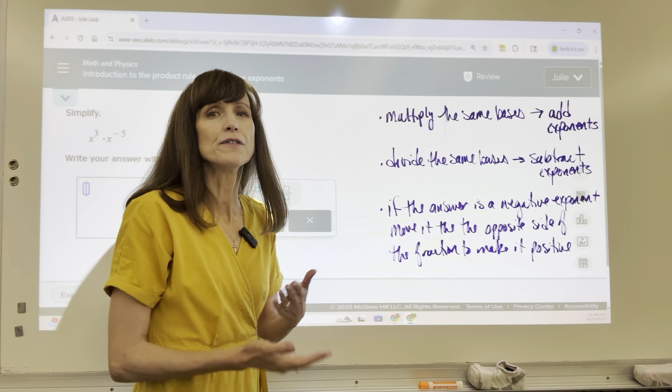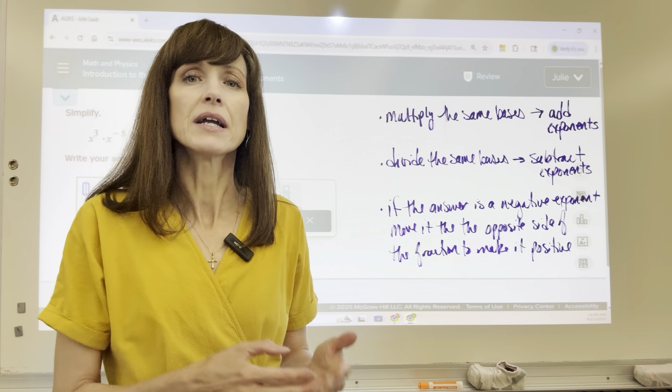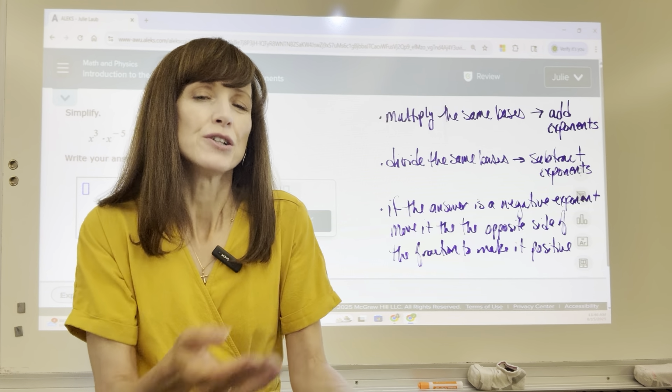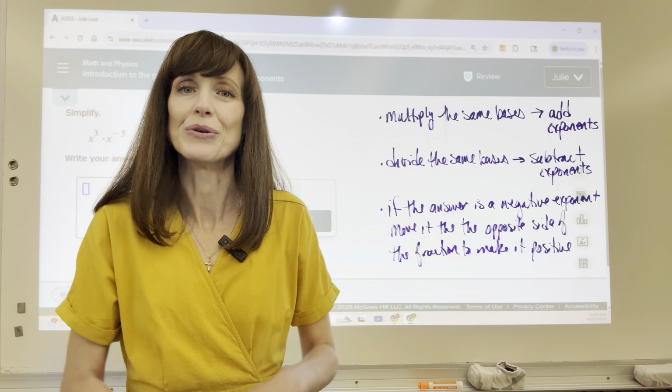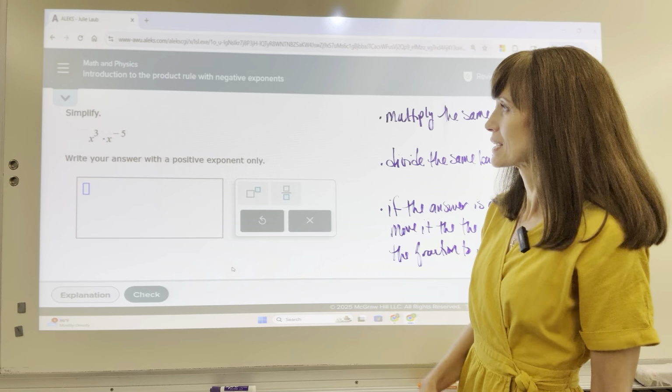Lastly, if you end up with a negative exponent in your answer, it is convention to write it as a positive. Remember our trick? You just put it on the opposite side of the fraction and it changes to a positive exponent. You'll see that. Okay, let's look at this.